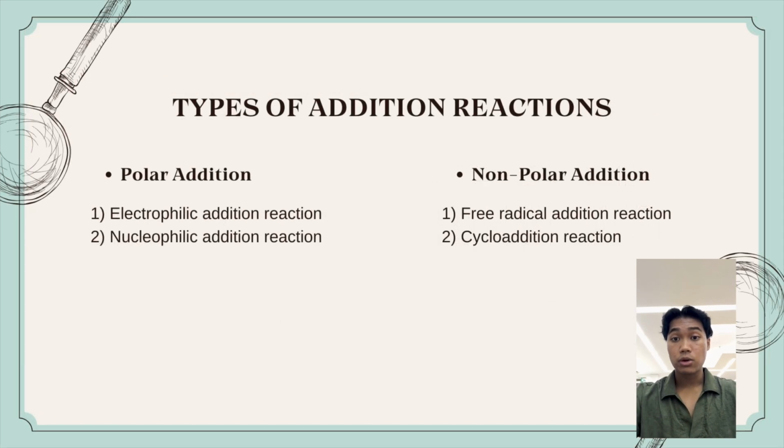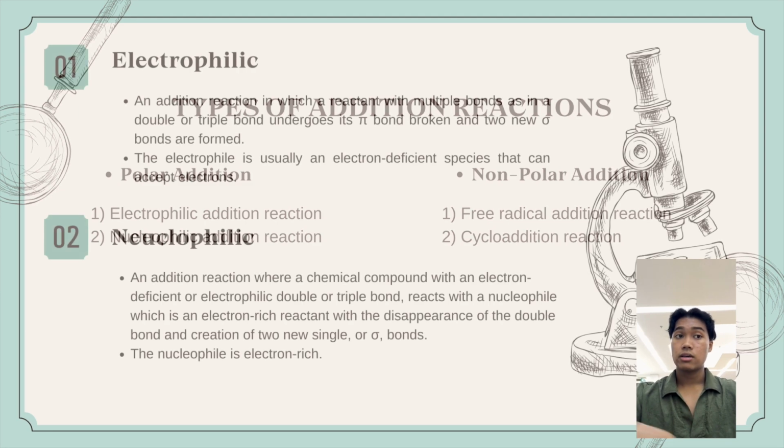We have two types of addition reactions. The first one is polar addition and the second is non-polar addition. In polar additions, we have electrophilic addition reactions and nucleophilic addition reactions. For the non-polar, we have free radical and cycloaddition, but I'm going to talk about polar addition only. So we move on to the next slide.